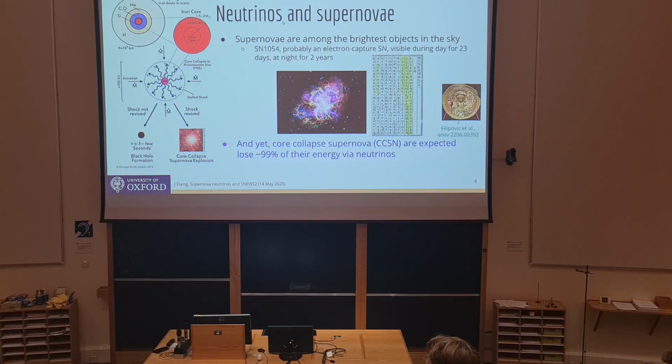And that's actually when, if the shock is revived by the neutrinos, you get the explosion and all the light coming out that brightens the sky. Otherwise, if you don't, then you might get just a neutron star left over, but another possibility is that you actually form a black hole.